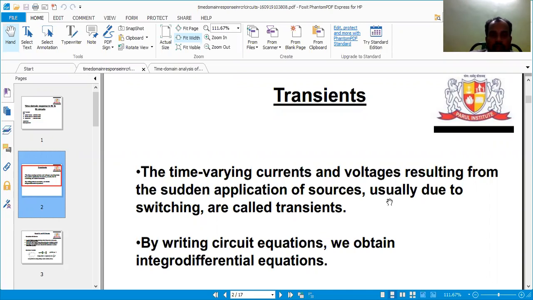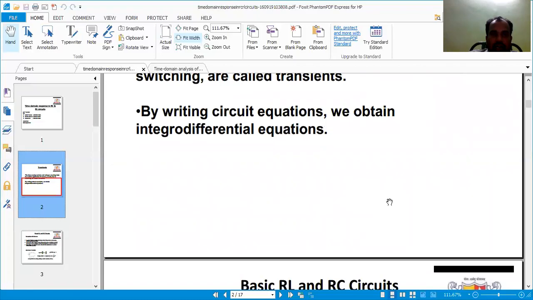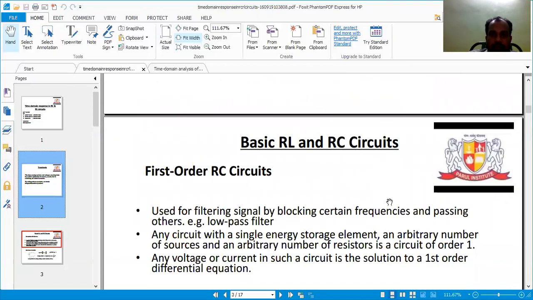Transients means the time varying current and voltage resulting from the sudden application of a source, usually due to switching, are called transients. Okay, reading the equations, integrating differential equations. The basic RL and RC circuits. The first order RC circuit is used for filtering signals by blocking certain frequencies and passing others, for example, low pass filters.